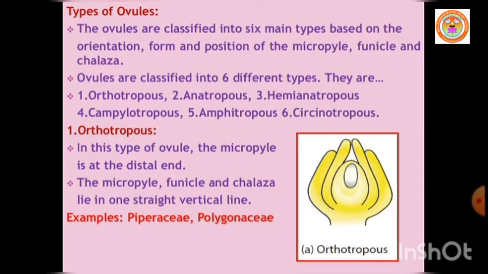The ovules are classified into 6 main types based on the orientation, form and position of the micropyle, and with respect to the funicle and the chalaza. We know that funicle is called the stalk of the ovule. Integuments which leave a small opening in the ovule is called micropyle. Opposite to the micropyle is called chalaza.